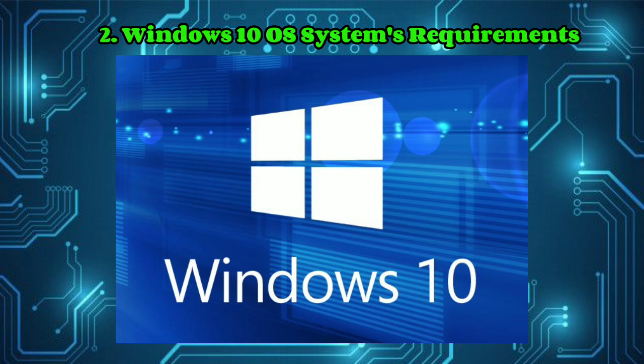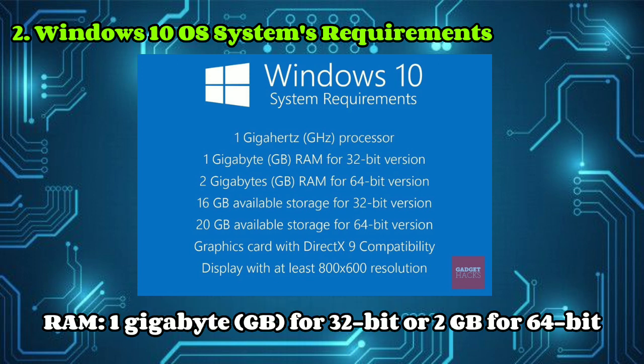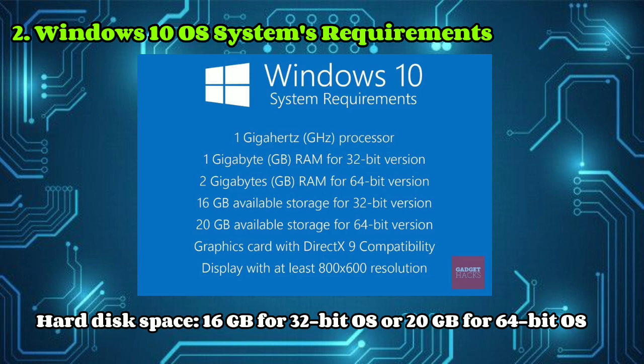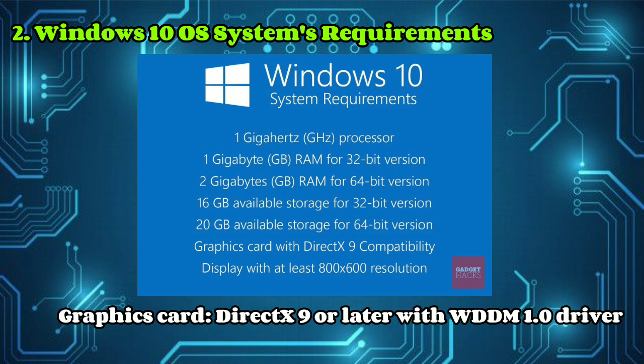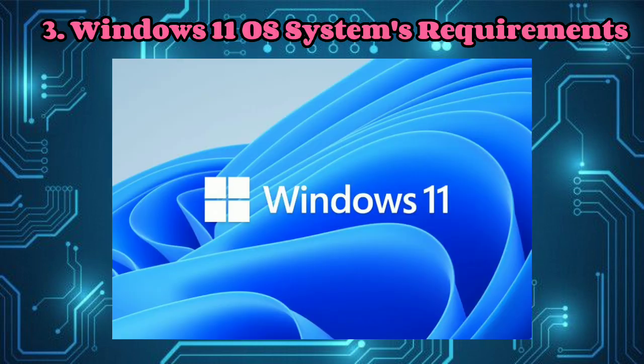2. Windows 10 OS system requirements. Processor: 1 GHz or faster processor or SoC. RAM: 1 GB for 32-bit or 2 GB for 64-bit. Hard disk space: 16 GB for 32-bit OS or 20 GB for 64-bit OS. Graphics card: DirectX 9 or later with WDDM 1.0 driver. Display: 800 by 600.